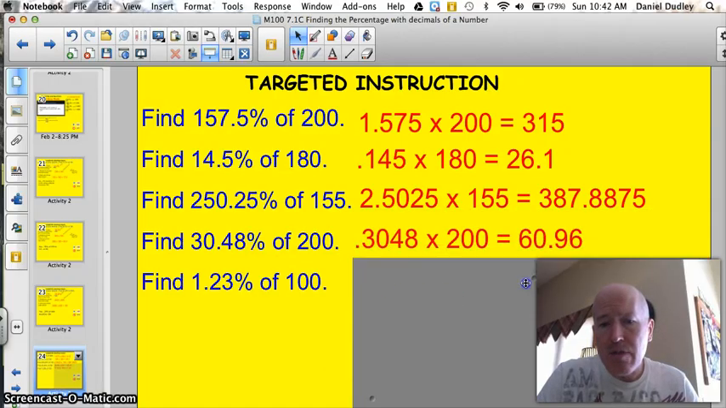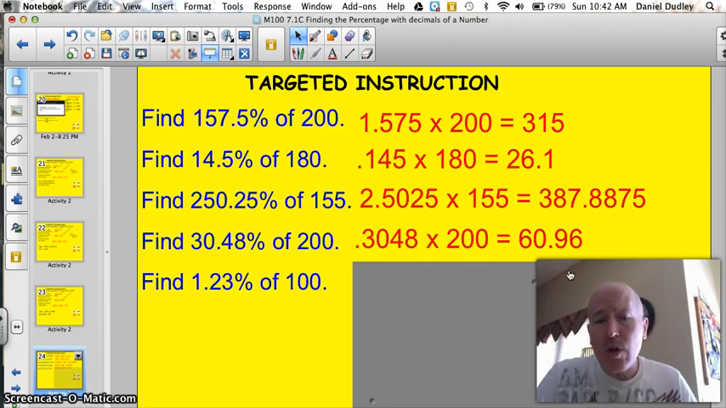30.48% of 200 would be, move the decimal 2 spots, you've got 0.3048 times 200. It'll give you 60.96.